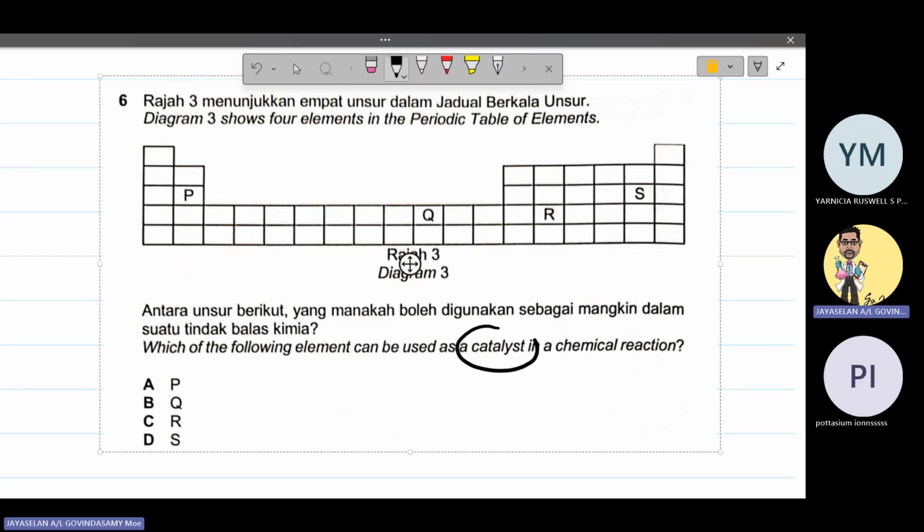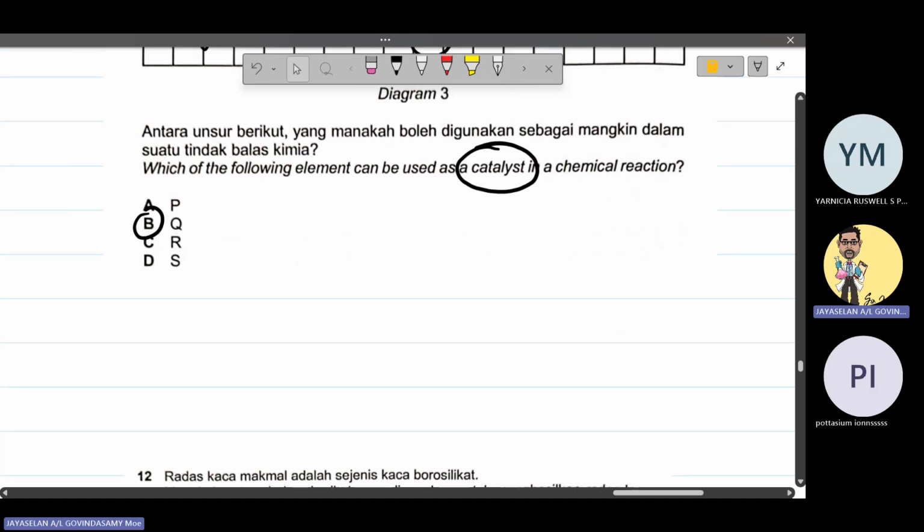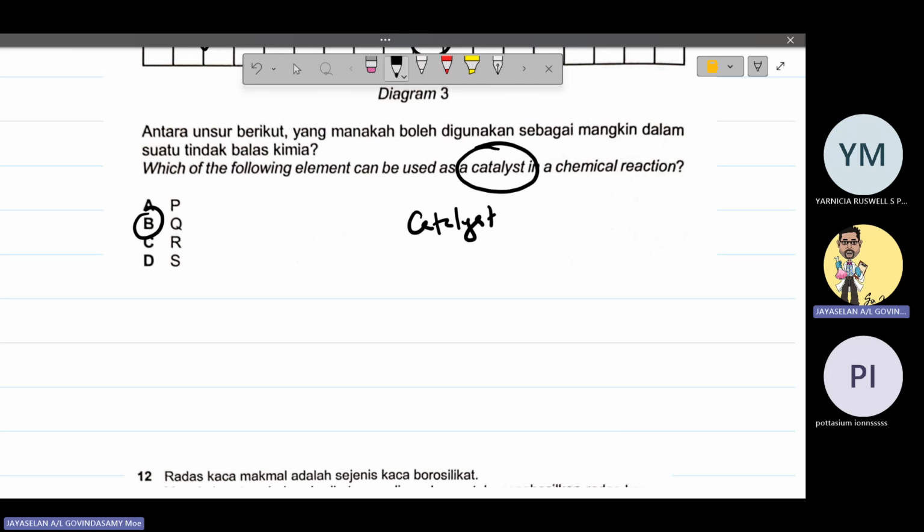Catalyst is a special characteristic of what metal? Of transition metal. Transition metal starts from this group until here, group 3 until 12. So you should put Q here. If you already got the book, write down the process and the catalyst in the book. What is the name of the process? Haber process. What is the name of the catalyst? Iron.